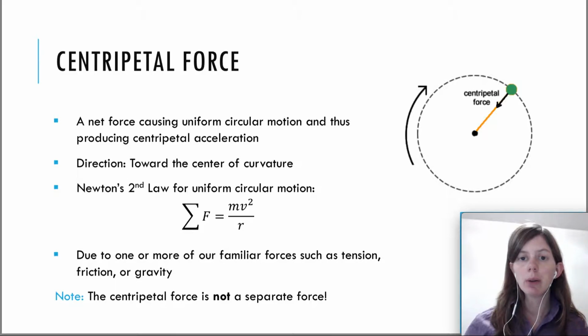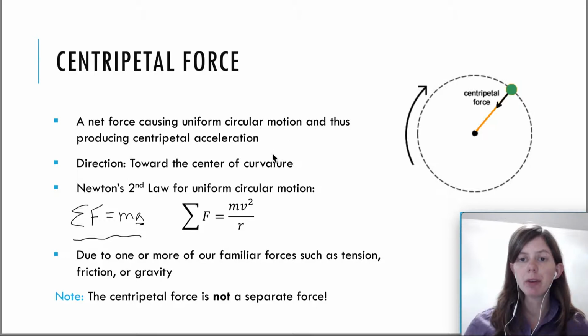And we can rewrite Newton's second law now. Newton's second law has been written as a sum of forces equals ma, and that was for linear motion. Well, now that we're doing circular motion, the acceleration is going to be replaced with a centripetal acceleration, which we said was v squared over r. So Newton's second law becomes the sum of the forces equals mv squared over r.